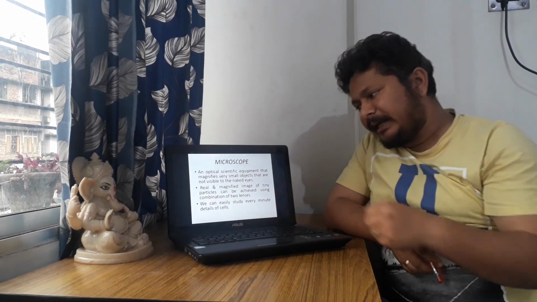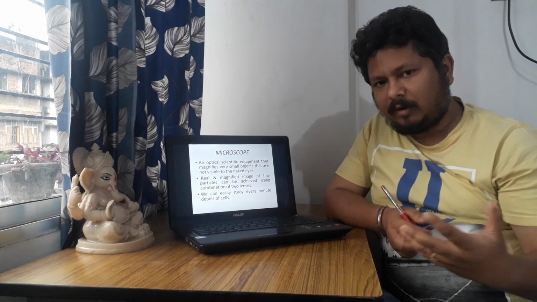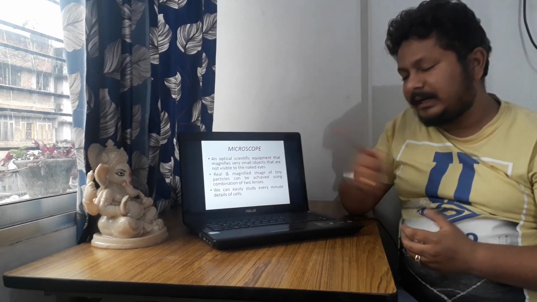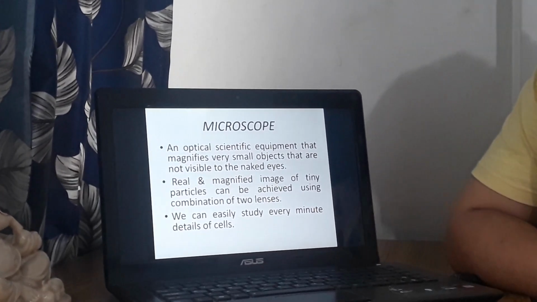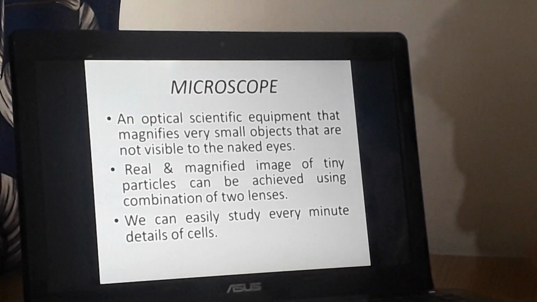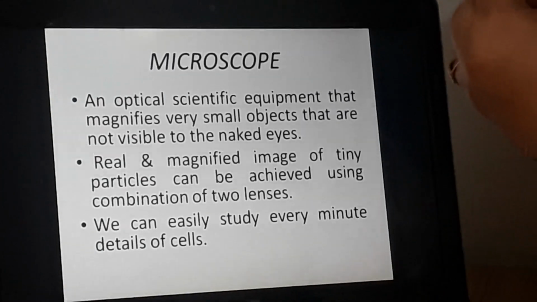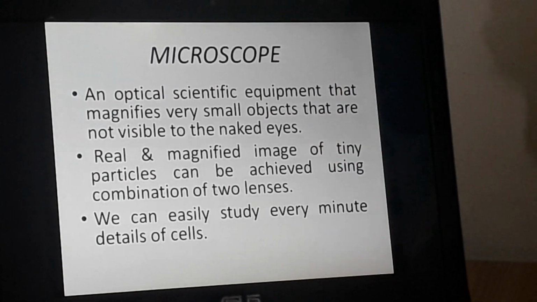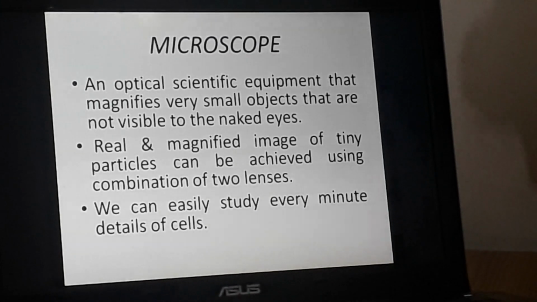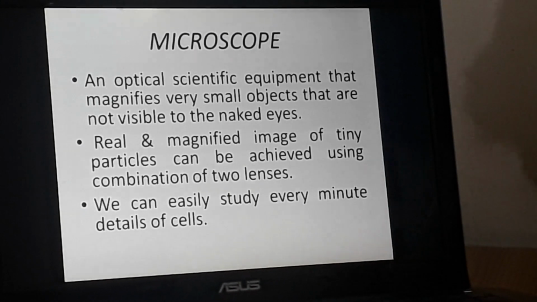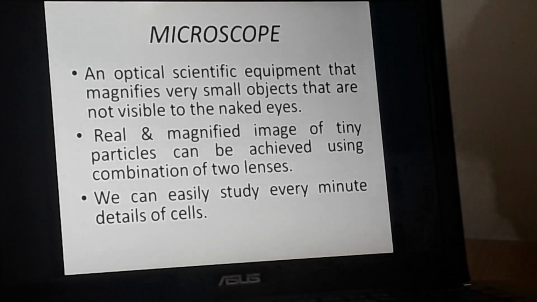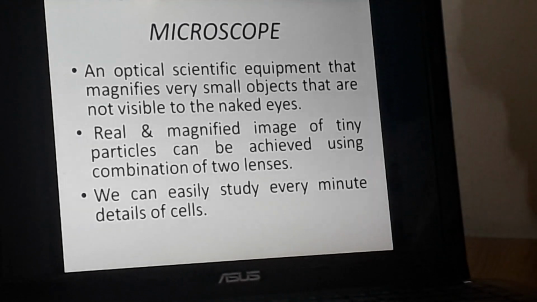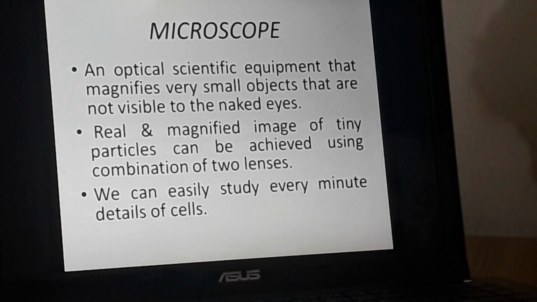Now, if you see the image of objects under the microscope, you always see real and magnified images of the object that you are keeping on the stage. By that you can clearly study the parts of the object. So the microscope basically helps us in the study of minute, very tiny objects. We can study all minute details, all tiny details of the cell by using the microscope.